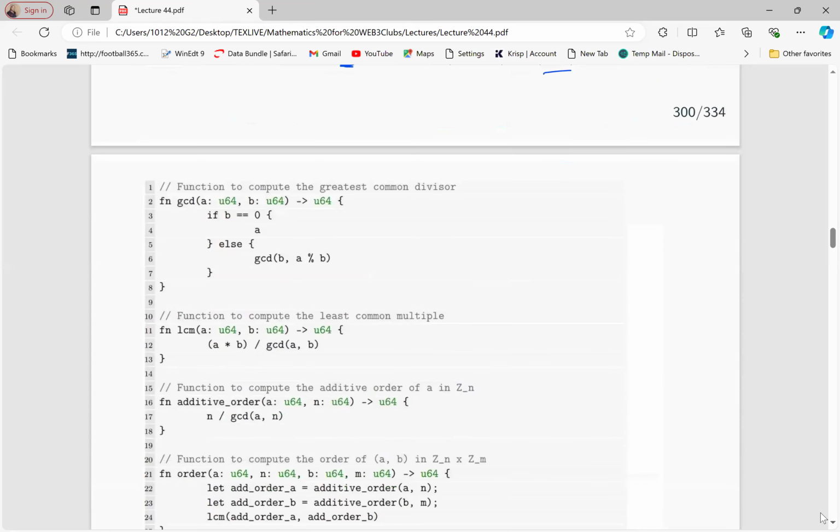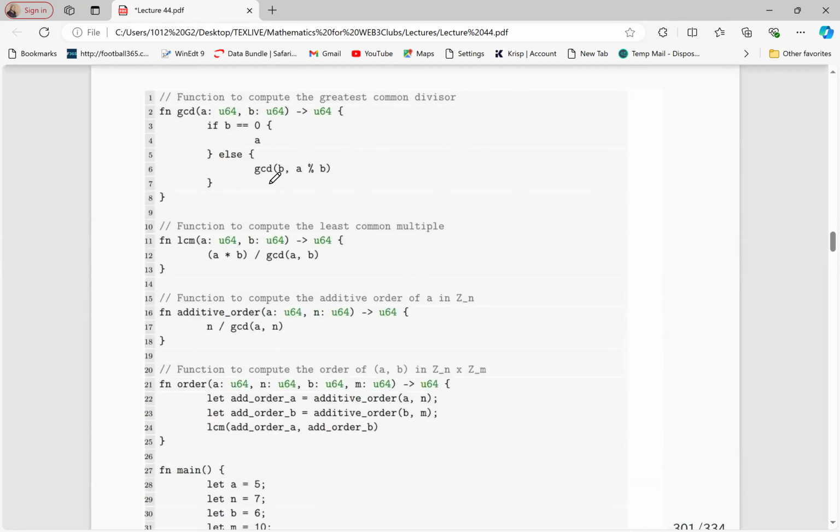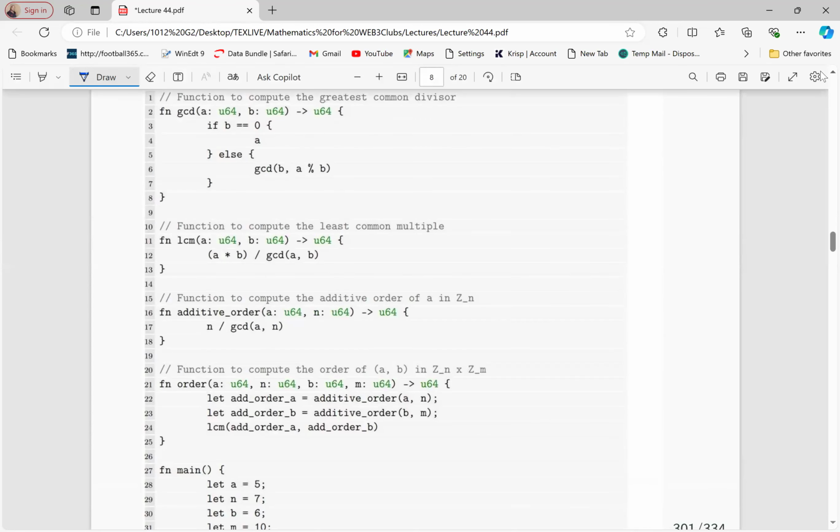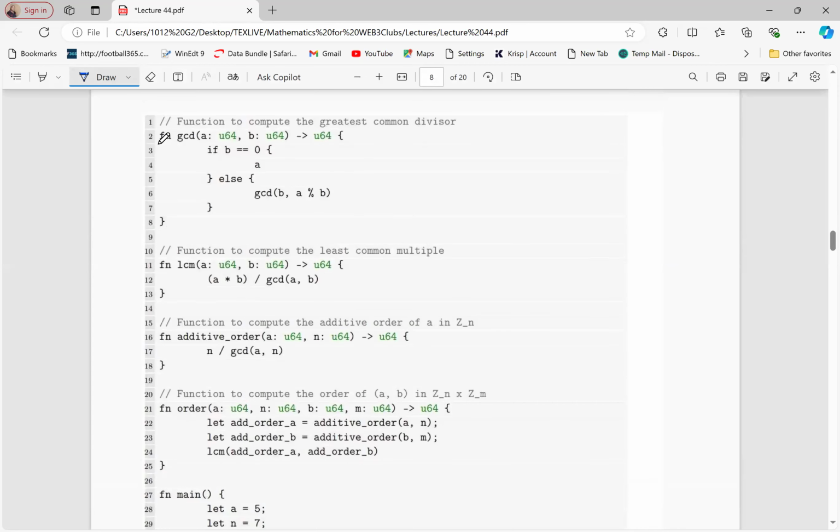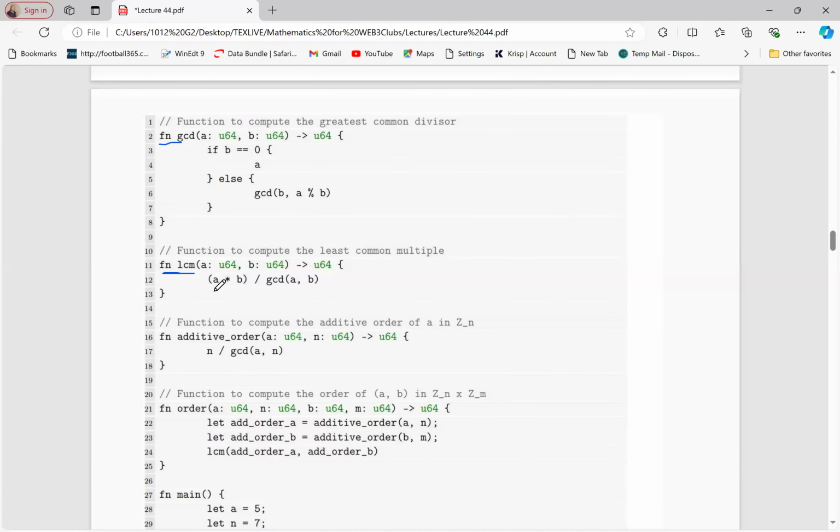So here is the code. I have the part for determining the GCD. Then I have the part for determining the LCM. And of course, the LCM is the same as the product of A times B over the GCD of A and B. And then there is this part for getting the order of the elements.